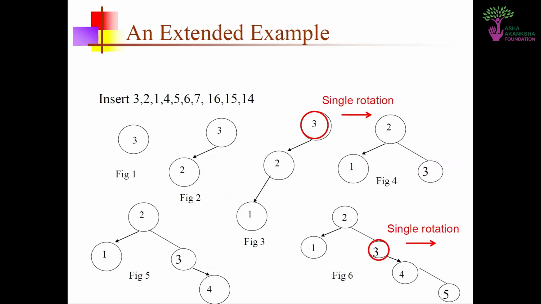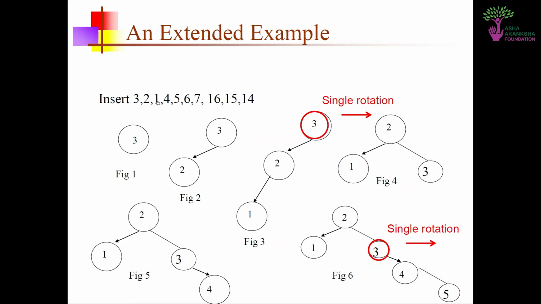So let's go through an example. Let's say we have to insert nodes in this particular order: 3, 2, 1, 4, 5, 6, 7, 16, 15, 14. First we insert 3. Since our tree is empty right now, we simply insert 3 and make it our root node. Then we insert 2. We insert it to the left because 2 is less than 3. We check whether the AVL condition is being followed. Yes. So we stop, and our insertion is complete.